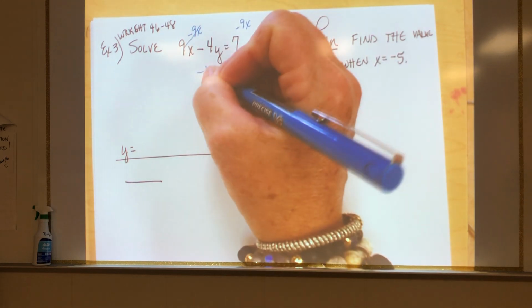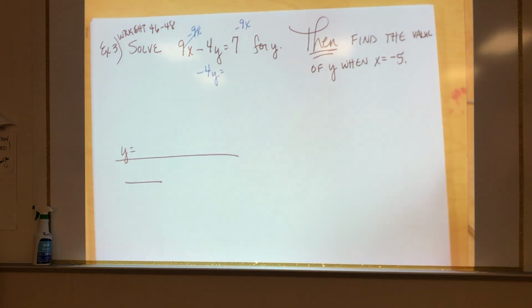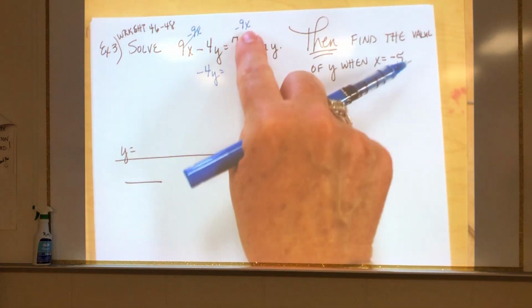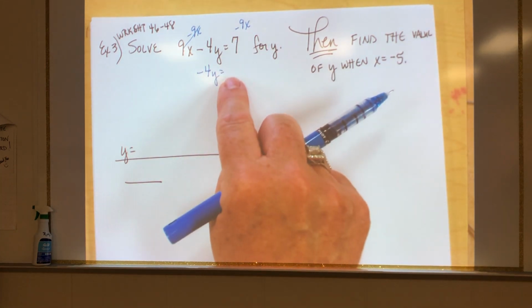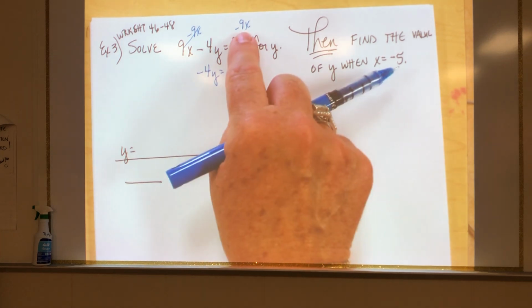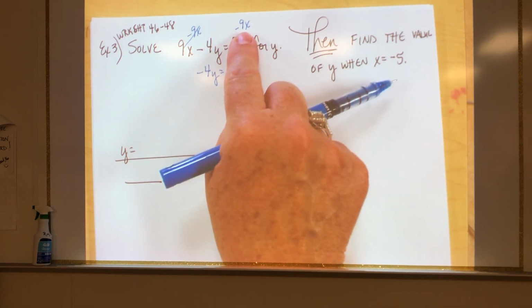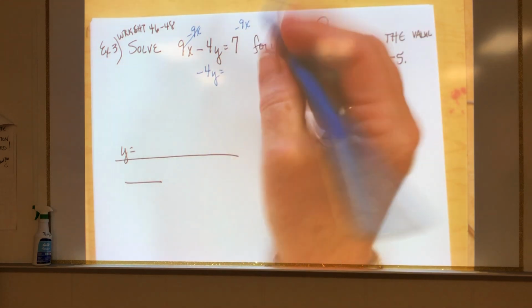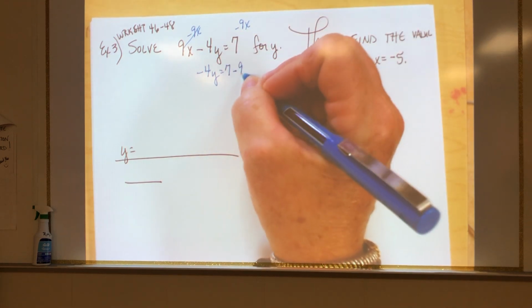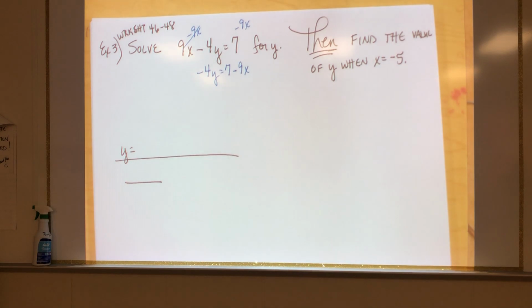Now here, this part right here, y'all, I don't care. You can put it at the front or you can put it at the back. I'm going to say that the majority of you are going to want to put it at the front because you were taught when you solve for y that the x comes first, because that's the way we do it when we graph. Here we're not graphing, so it doesn't matter, but would y'all like it to go first or last? Last? Okay. 7 minus 9x. It doesn't matter. If you want to put it first, put negative 9x plus 7.